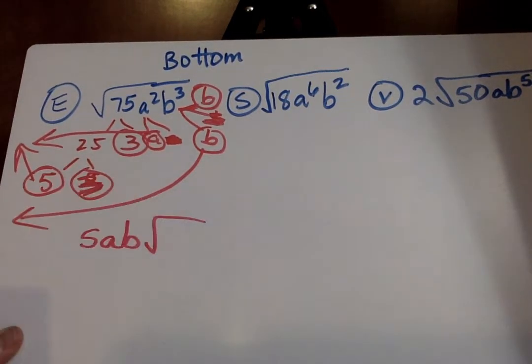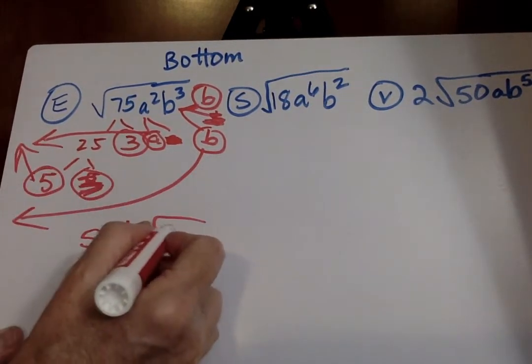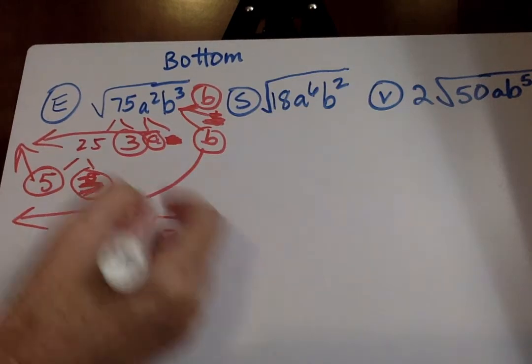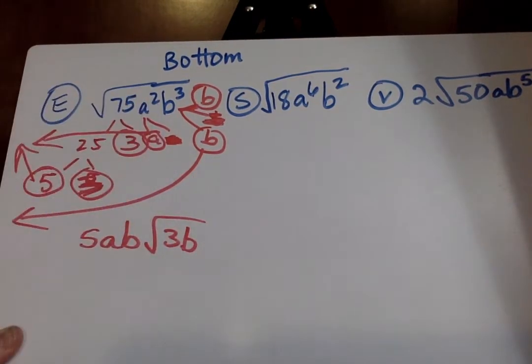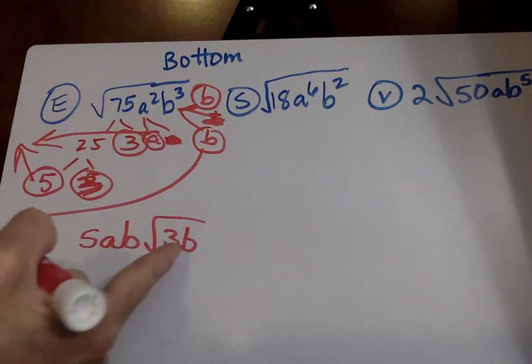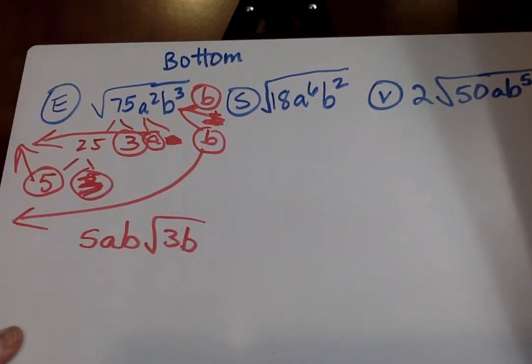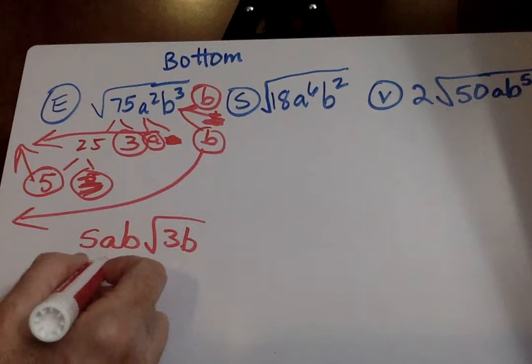And what's left underneath? We still have a 3. No A's because it's even number of A's. And the B is one of them's left behind. So that's what that looks like. Find that at the very bottom. There it is towards the right, almost the end one. And we put E there.